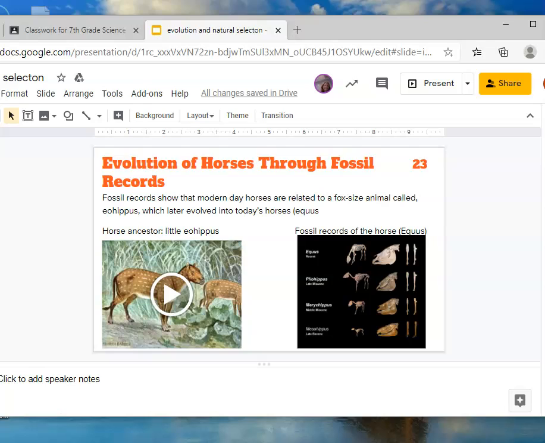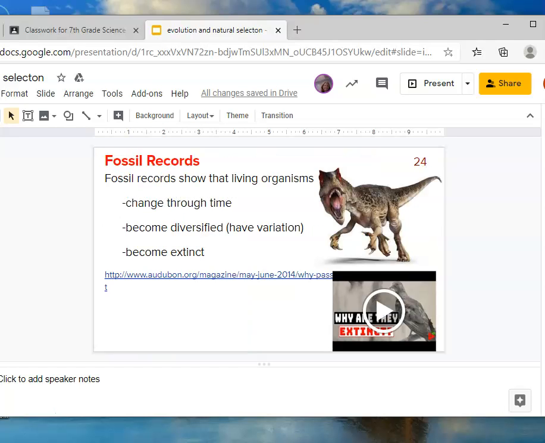Evolution of horses through fossil records. Fossil records show that modern-day horses are related to a fox-sized animal called Eohippus, which later evolved into today's horses. Horse ancestor, little Eohippus. Fossil records show that living organisms change through time, become diversified, that is, have variation, and become extinct.